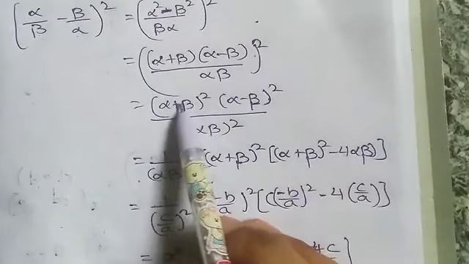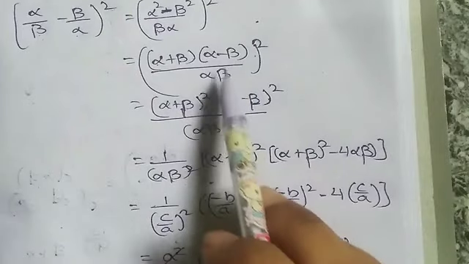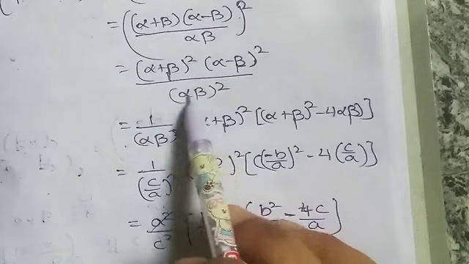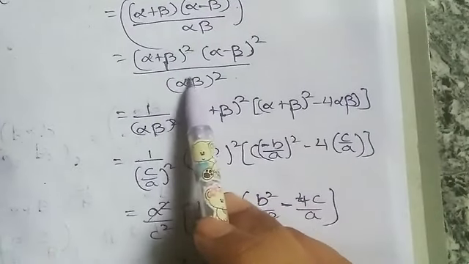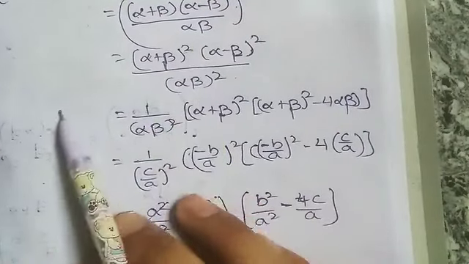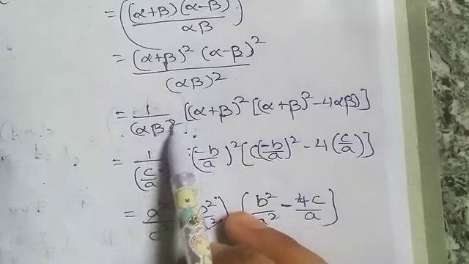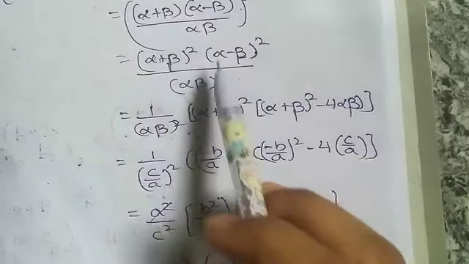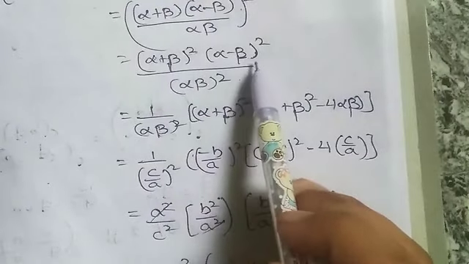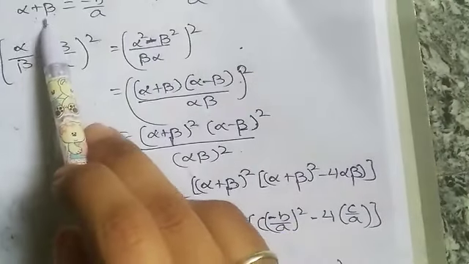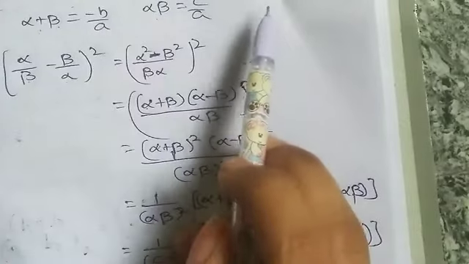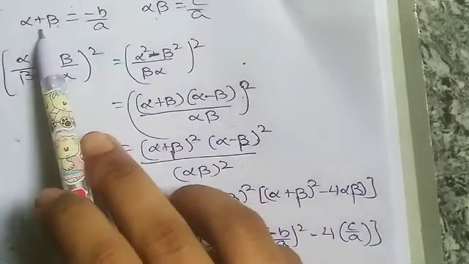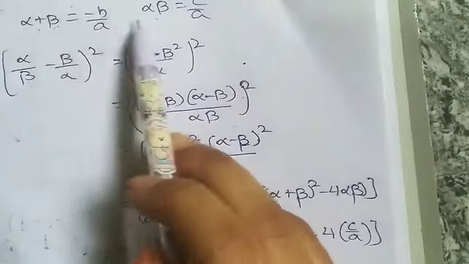Now alpha plus beta whole square into alpha minus beta whole square, divided by alpha beta whole square. Now taking the alpha beta whole square this side, 1 by alpha beta whole square. Here we have alpha plus beta whole square. We don't have the value of alpha minus beta whole square. We only have alpha plus beta and alpha beta values only. So we have to convert it into either alpha beta and alpha plus beta or both.